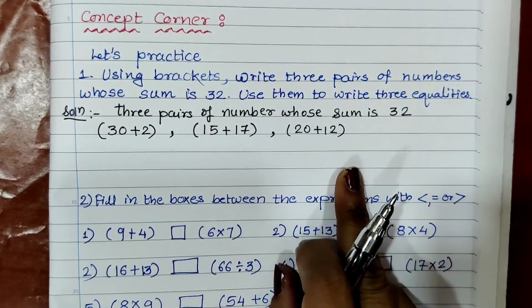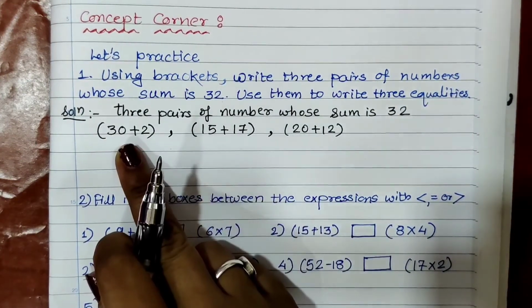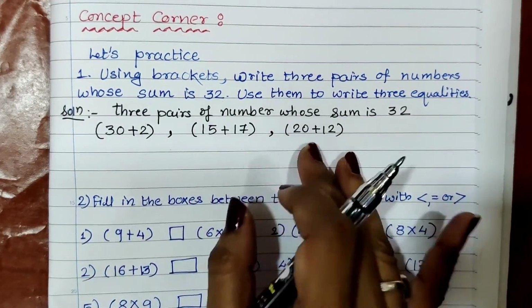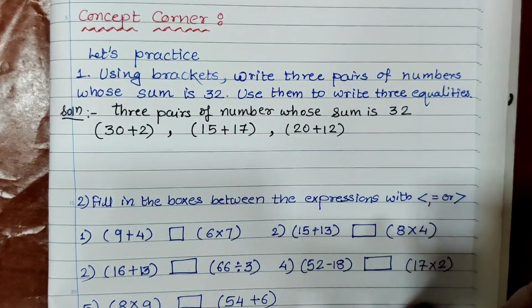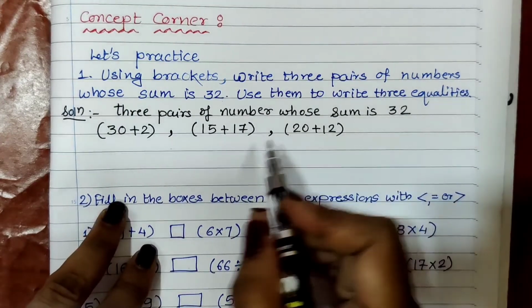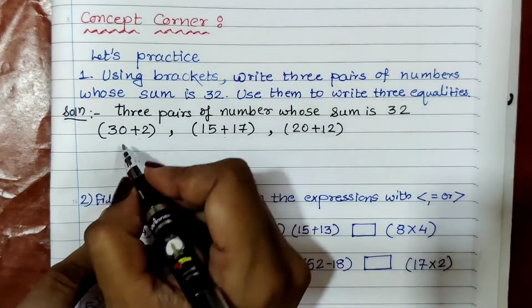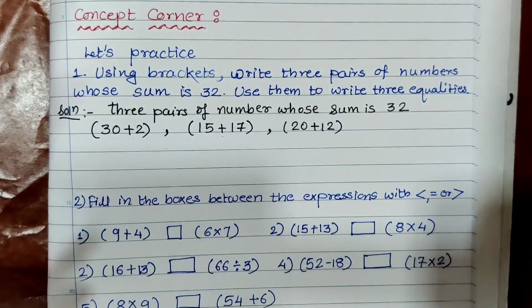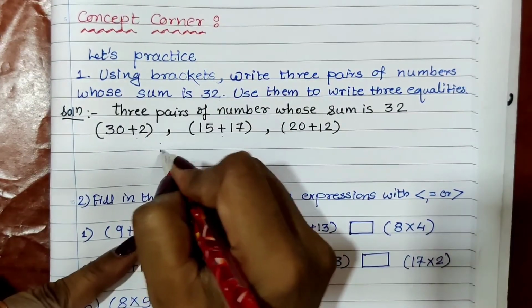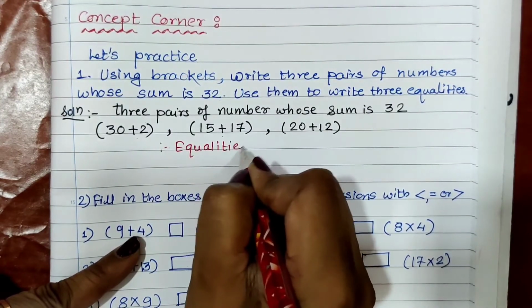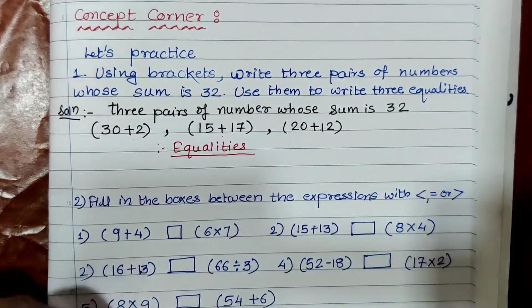You can write any three brackets. It is not necessary that my brackets and your brackets should be the same. You can write any two numbers whose addition answer should be 32. Now we have to write 3 equalities from these 3 brackets. Any 3 equalities we will have to write.